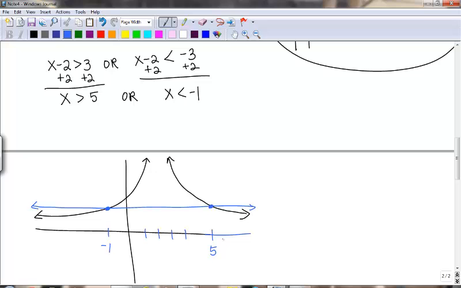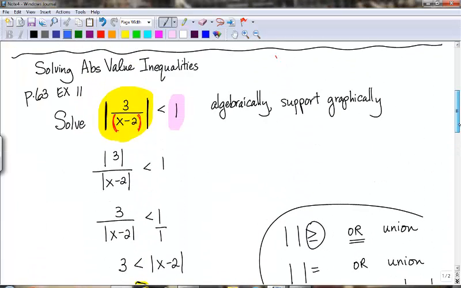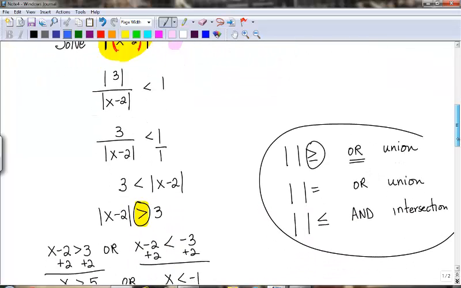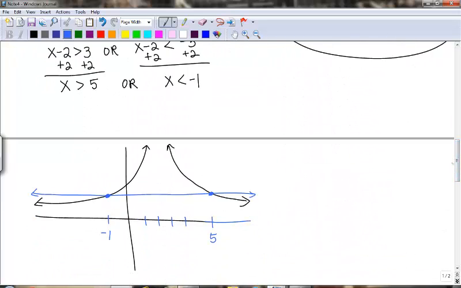Okay, so what you're really saying is, where is this absolute value less than 1? Where is this graph below this line? Go left to right. It's below the line from -infinity to -1. It's below the line from 5 to +infinity. So that should match up with this.